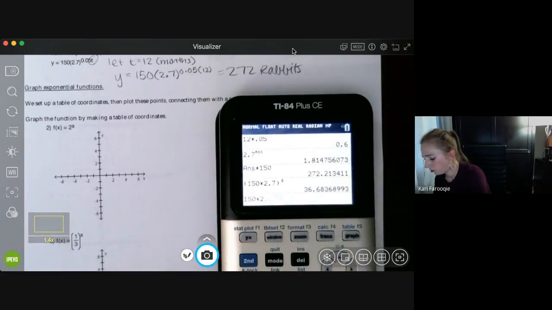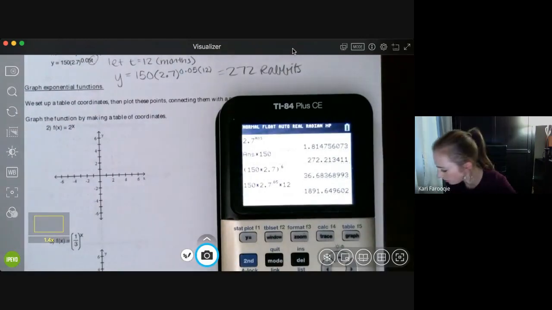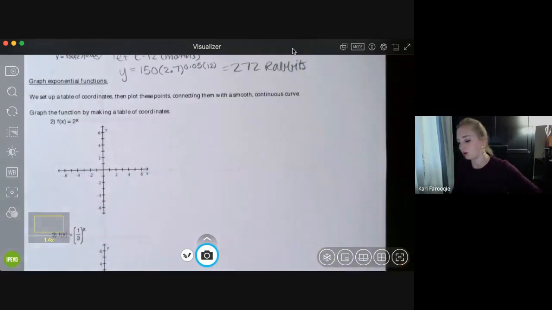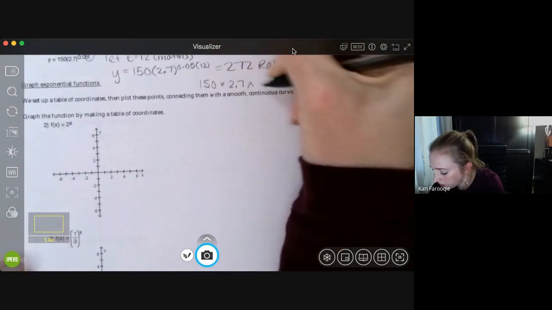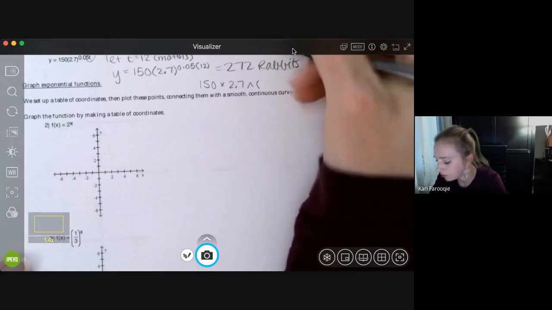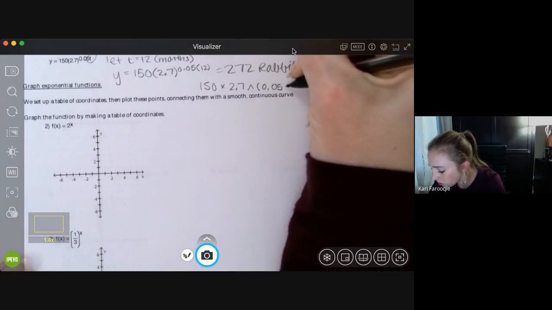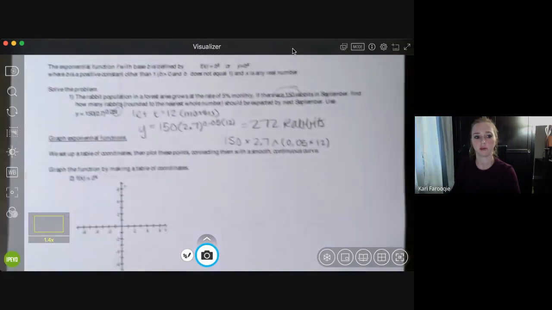0.05 and then maybe times 12. Could you have done that? Oh, is that what you got? 1891.64. Yes. Okay. Yes. So the 12 that you entered was not part of your exponent. So if you're using an old calculator, and you ended up putting in 150 times 2.7 and then caret, and then it opens up your parenthesis. And then you say 0.05. Don't close your parenthesis. Multiply by 12 and then close the parenthesis. I'm guessing that was the issue, Michael.